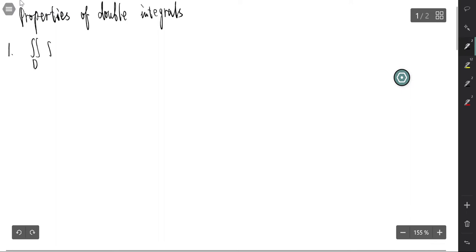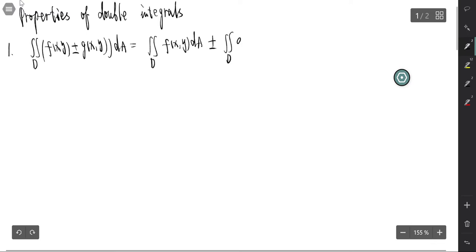The first is the double integral of f(x,y) plus or minus g(x,y) dA equals the integration first, and then add them together, plus or minus. That's the first property. This property can be proved by the definition.